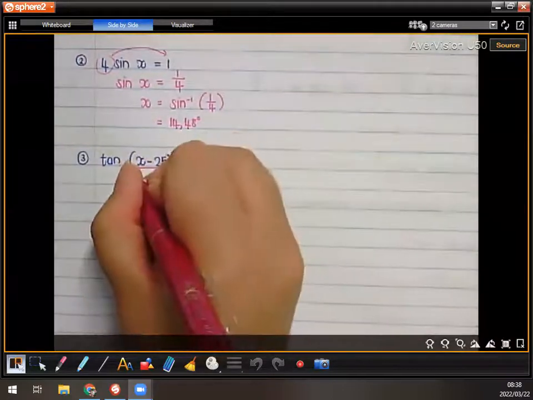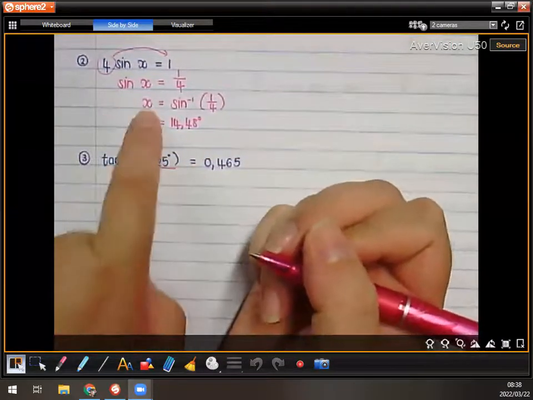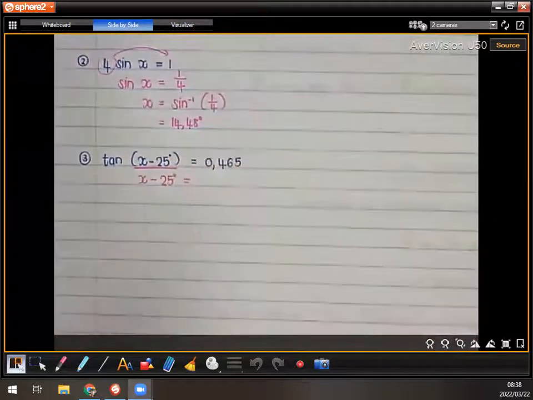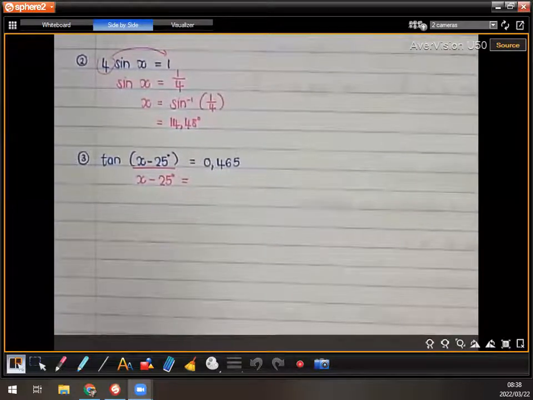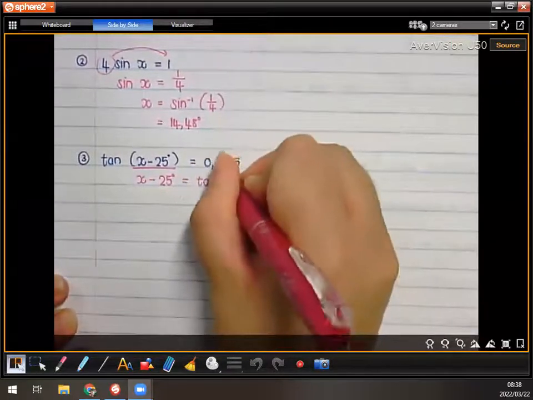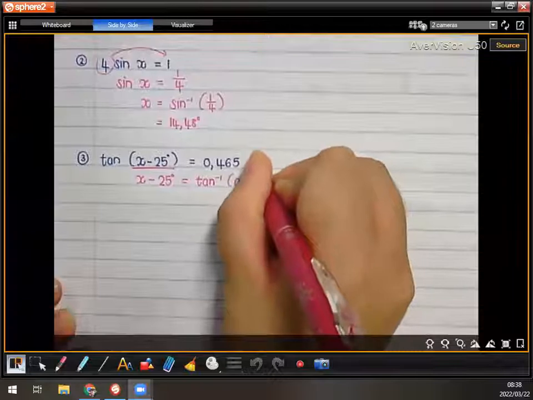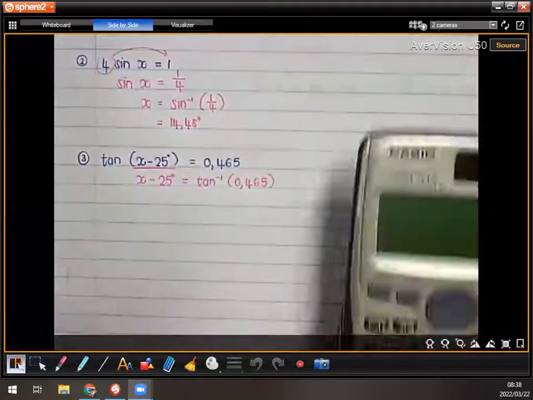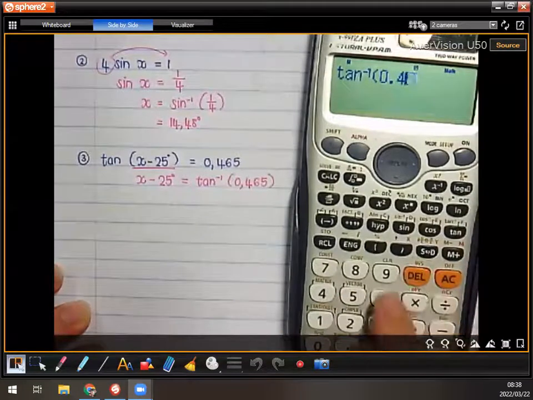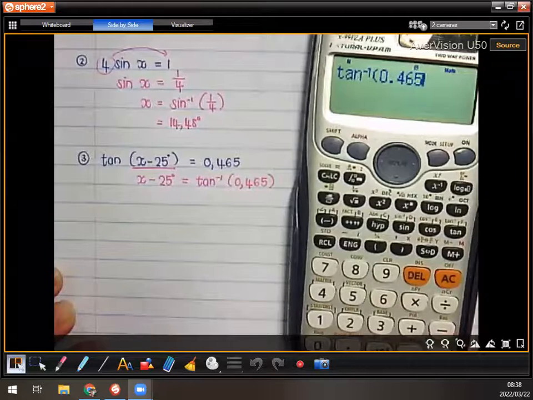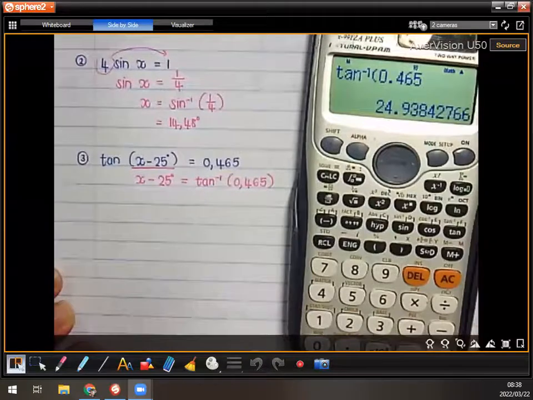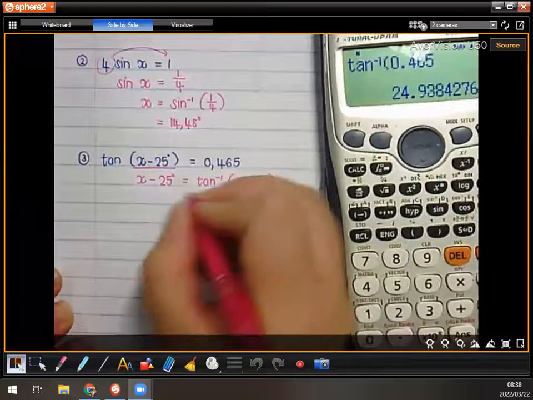All right, so what you're going to do is you're going to rewrite that angle just like we rewrote x over here. We're now going to write x minus 25 degrees is equal to tan to the negative 1 of 0,465. And we're going to work that out. We're going to say shift tan 0,465 like that. And now that is going to give us an angle value, 24,94 degrees. All right, that's x minus 25.